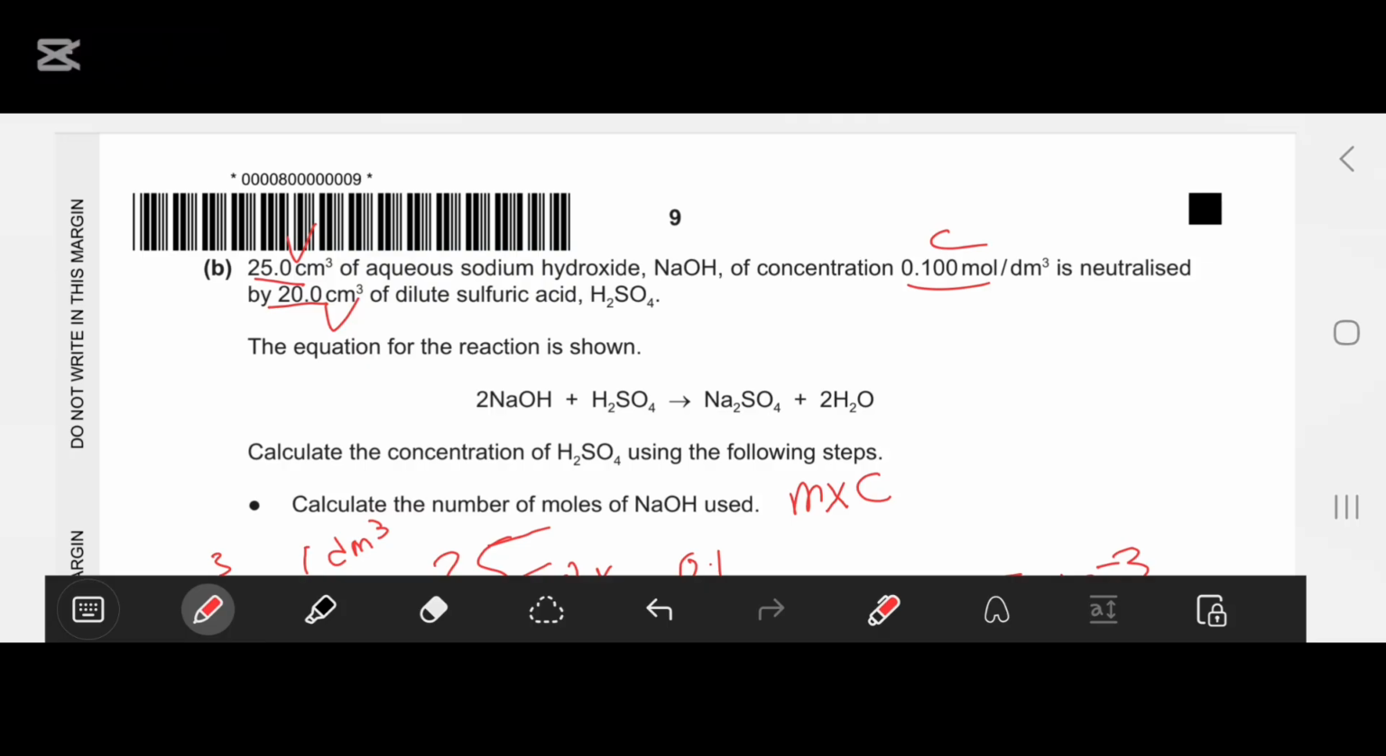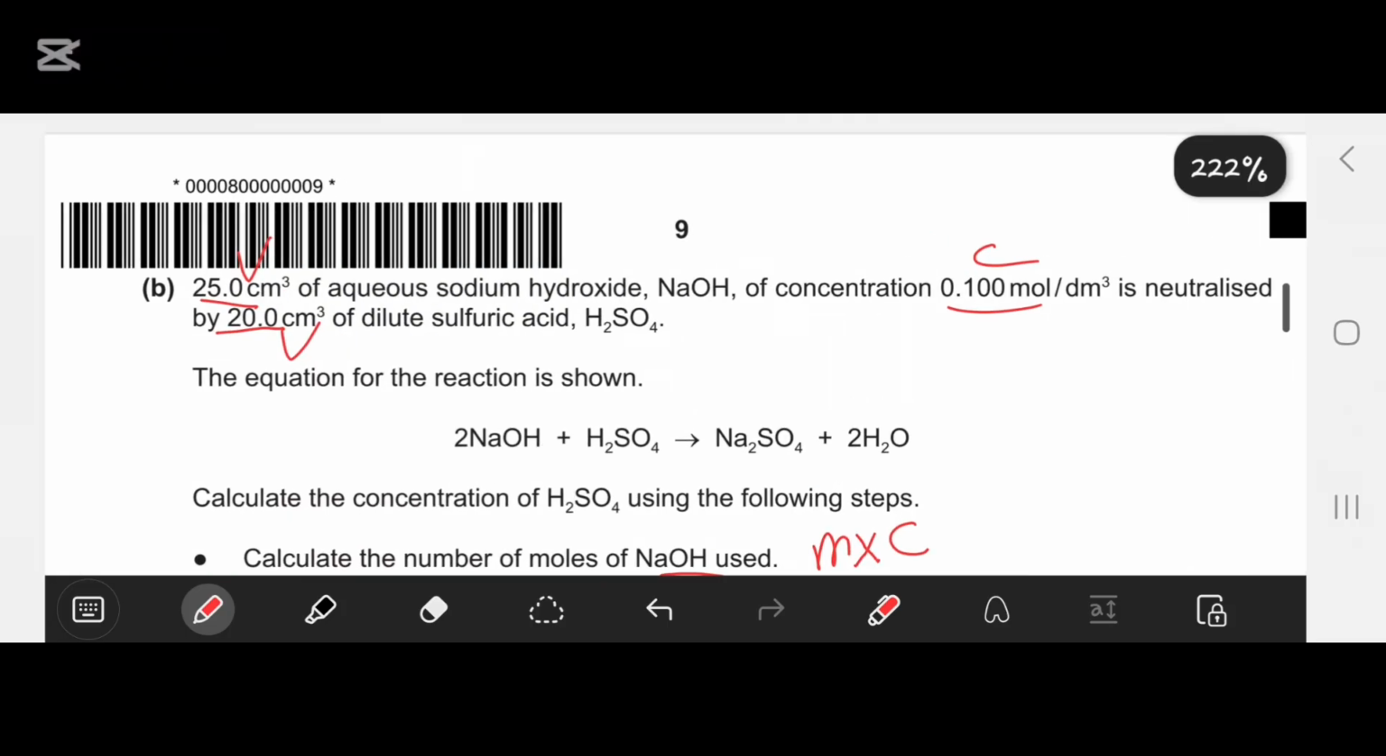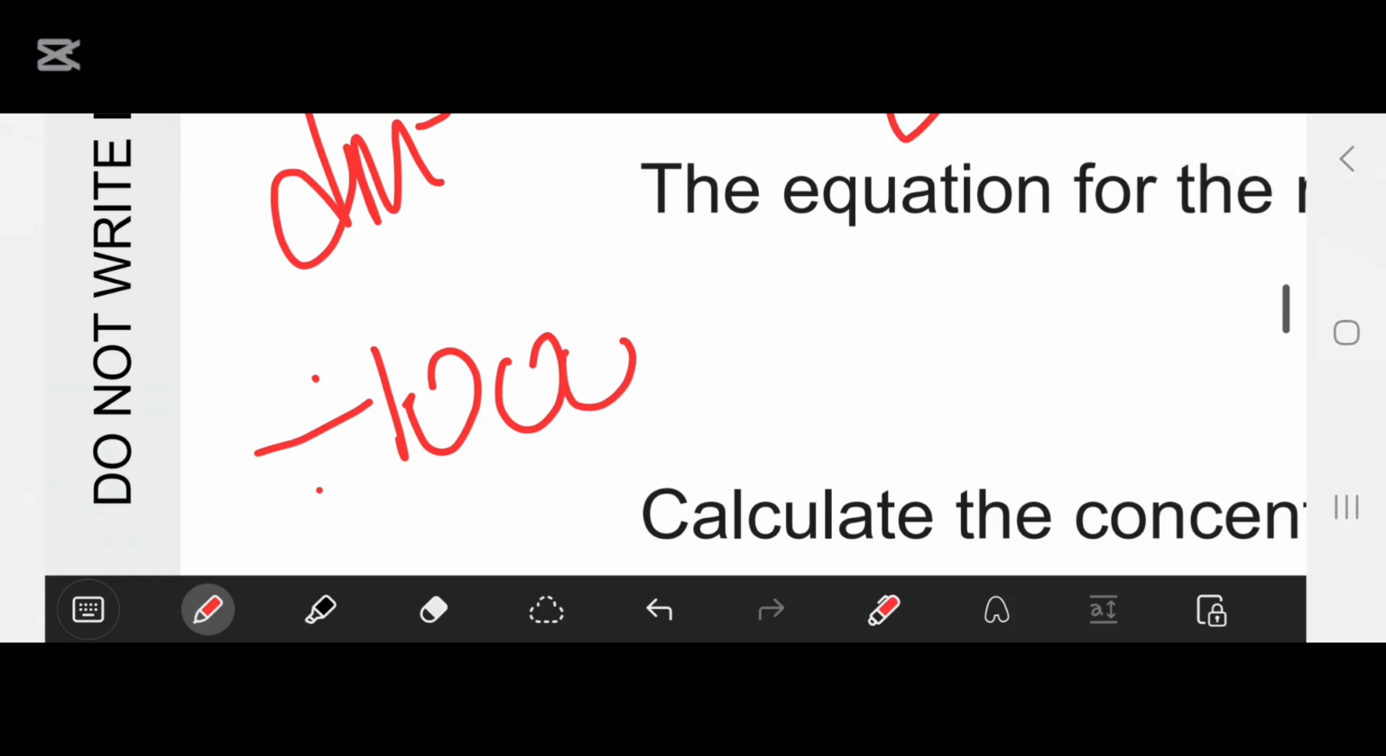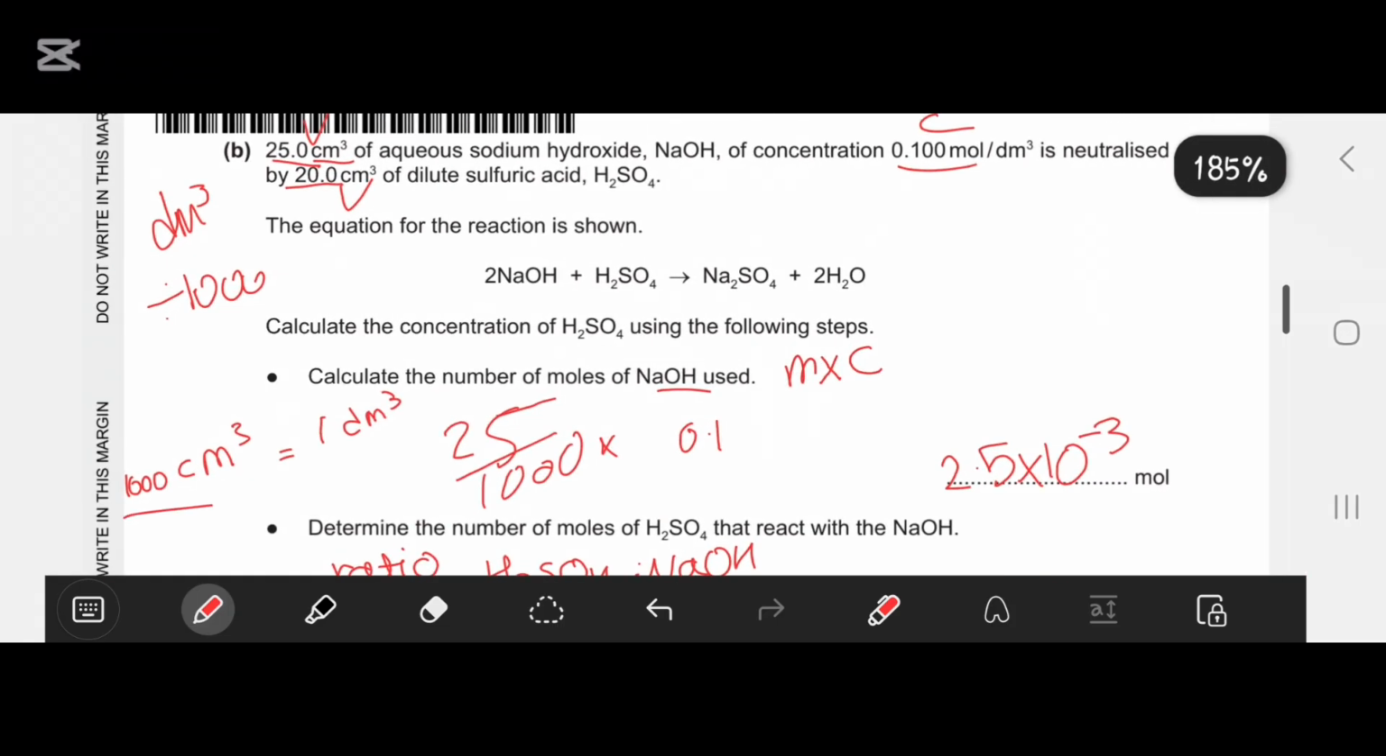So first of all, let's look at the steps they give us. Calculate the moles of sodium hydroxide used. If we have volume and we have concentration, how do we find the moles? We use the rule: moles equal volume multiplied by concentration. Volume should be in decimeters cubed. How do we convert from centimeters cubed to decimeters cubed? We divide by 1000. Look here, we divided by 1000: 25 divided by 1000, multiplied by 0.1. This will give us 2.5 multiplied by 10 to the power of minus 3.